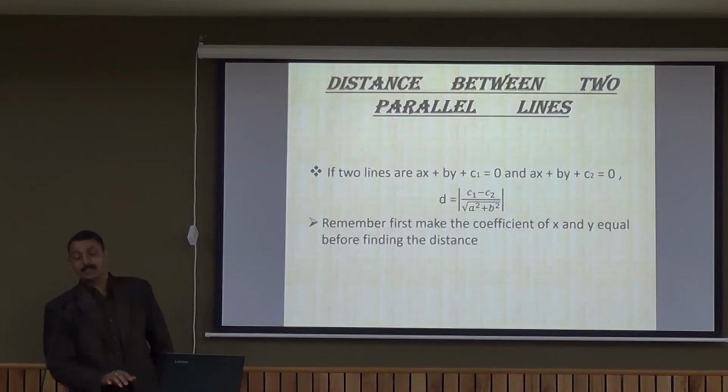So we have three forms of line: intercept form, normal form, and slope intercept form. Now we are coming to an important topic. We have to find the distance between two parallel lines. If two lines are given, ax plus by plus c1 is equal to 0 and ax plus by plus c2 is equal to 0, then d will be equal to |c1 minus c2| upon under root coefficient of x square plus coefficient of y square. So simply we can say d is equal to |c1 minus c2| upon under root a square plus b square.